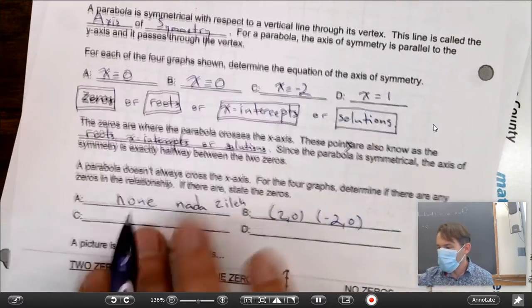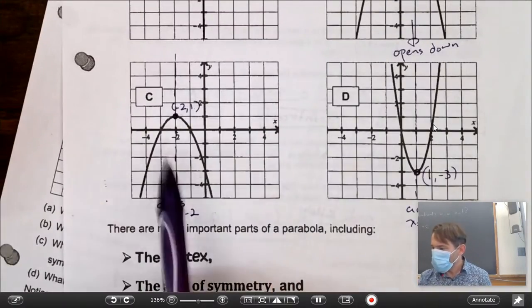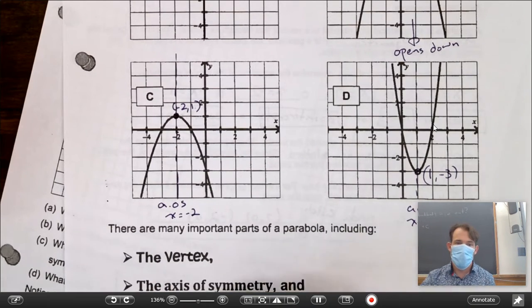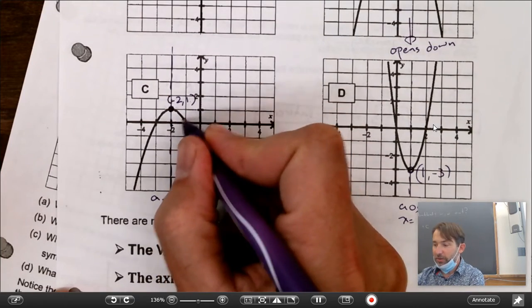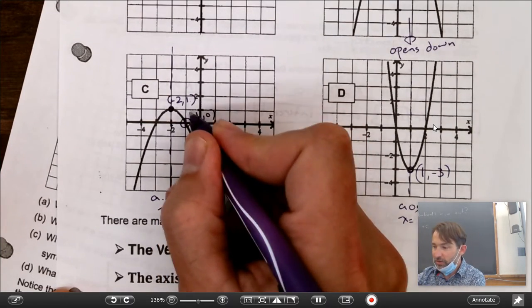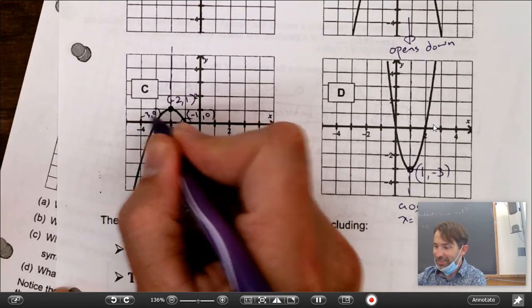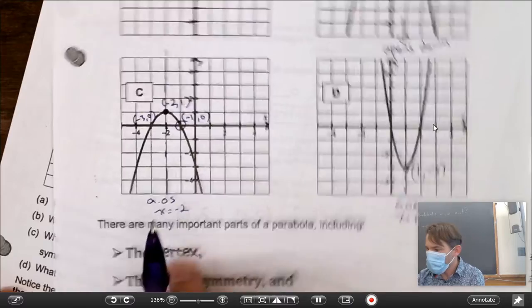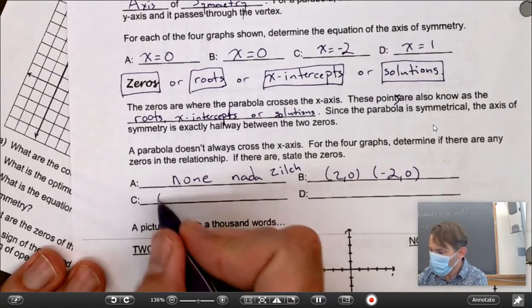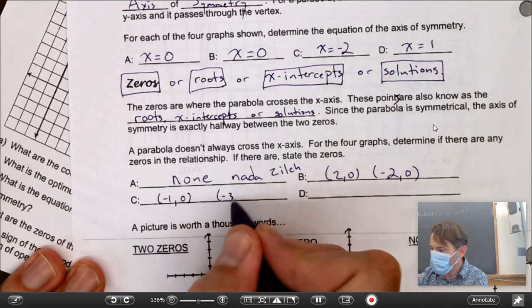Now let's take a look at C. Where are the zeros for C? Can you see the zeros? That's right. The zeros are at -3 and -1. Circle those points, label them. You do it on your own, and then I'll do it. -1, 0, and -3, 0. So that's where they are: -1, 0, and -3, 0.